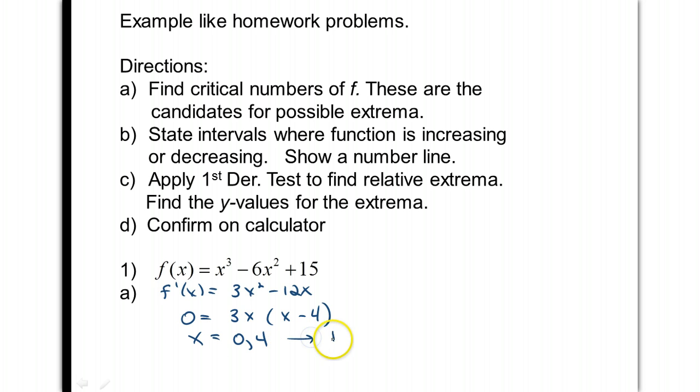These are my candidates. Now, in part B, I'm going to state where the function is increasing or decreasing. And I'm going to do that by drawing a number line, plotting my candidates on the number line. I'll have my derivative up top, and it has to be labeled, and my function below. And then I'm going to check into the derivative and find that it's positive, negative, positive.